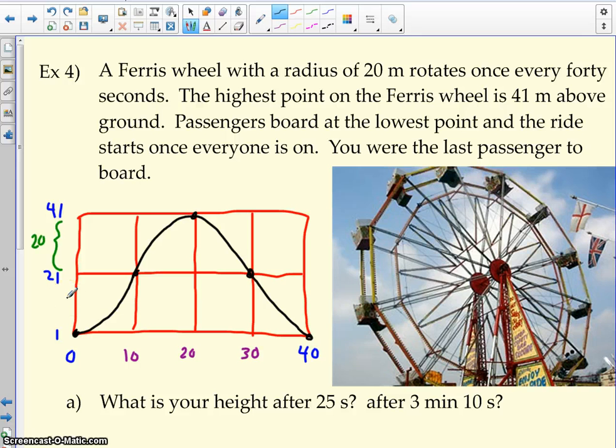Okay, so here's what my sketch looks like. I'll tell you how I figured it out. So we know it takes 40 seconds to go through. So we start at 0 seconds, land 40 seconds later, which means halfway through the ride, it's at 20 seconds. You can fill in the other values, 10 and 30 from there.